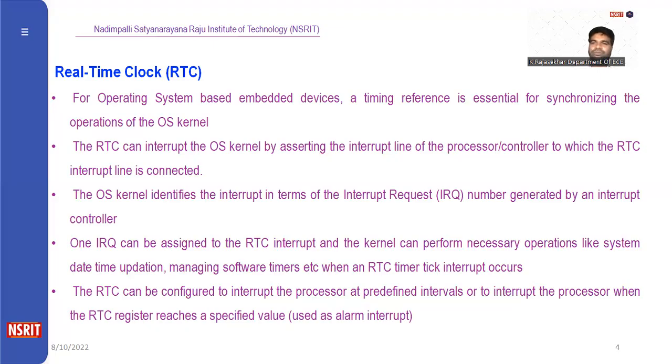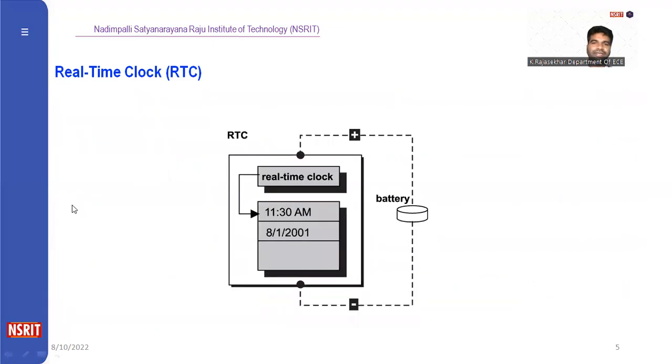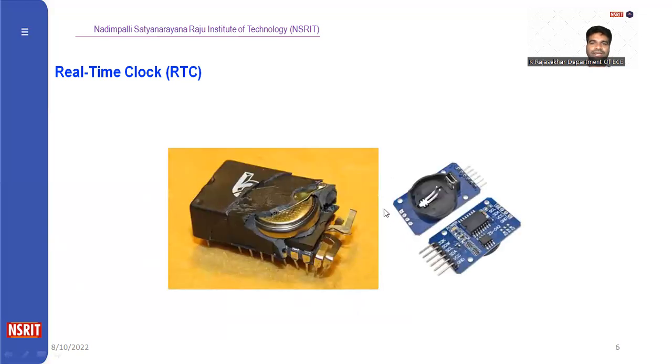So the main responsibility of the real-time clock is maintaining the time as well as the date. This is the real-time clock circuit. It contains time as well as the date. It is operated with a battery, so in case of any absence of power, this battery is useful. How we are implementing this real-time clock: these are the ICs.